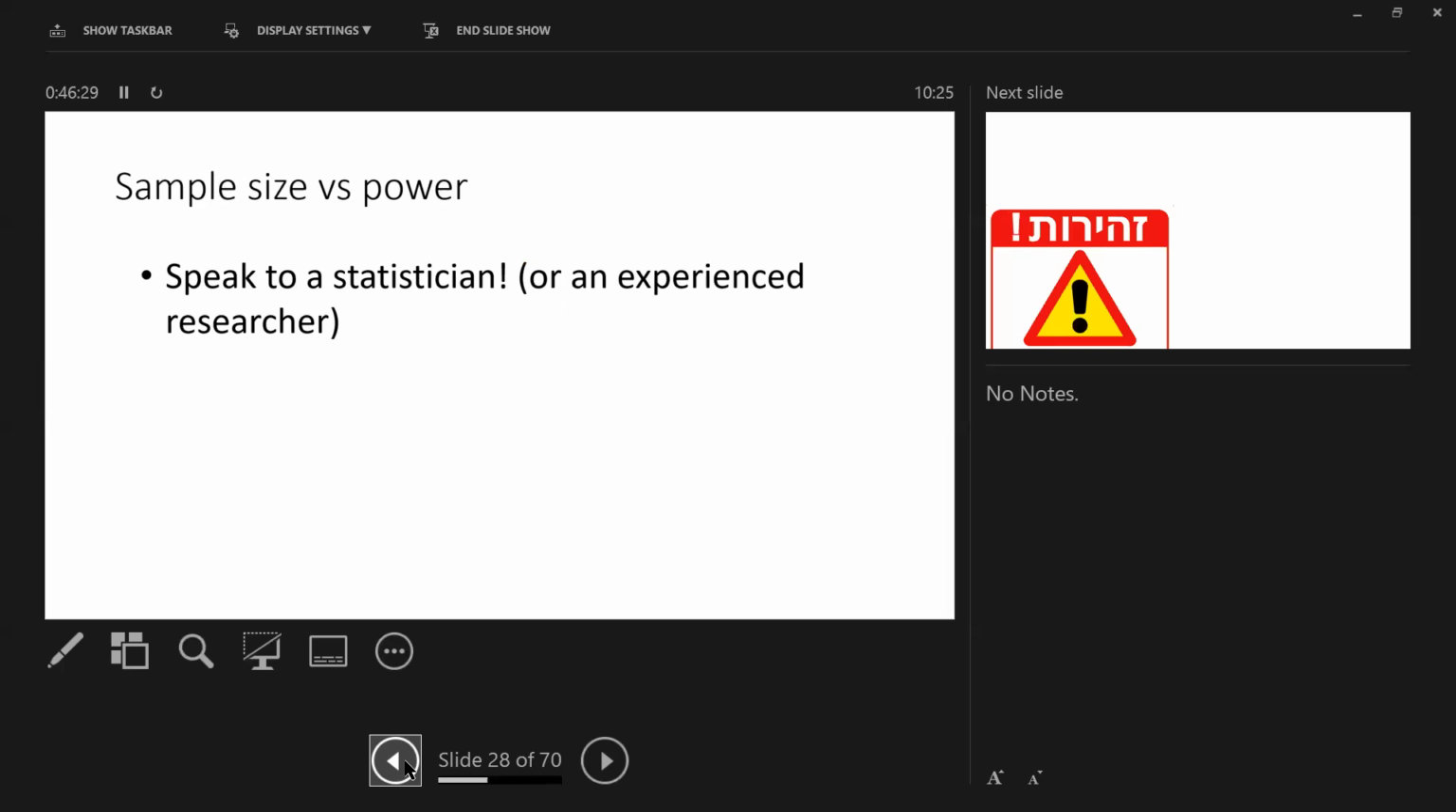Bottom line is, it's important for you to understand the basic principles, but I would recommend that you speak to a statistician or an epidemiologist when it comes to this, or someone who has experience in designing studies, which is why your mentors can help as well.